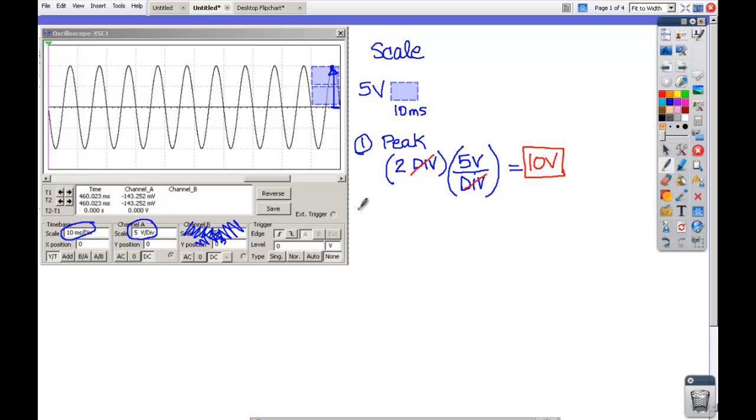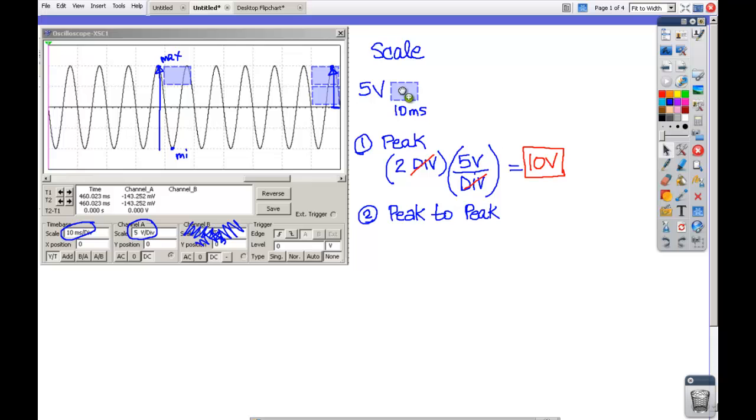Next, we're asked to find the peak to peak amplitude. So we need to pick a maximum point. So here's one maximum and a minimum point, and we need to find out, well, how tall is this from peak to peak? So again, the boxes or the grid lines help you out.